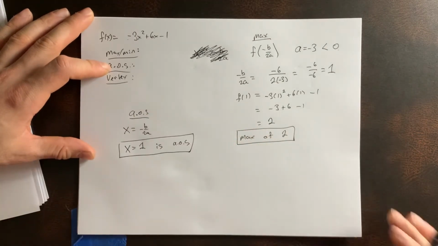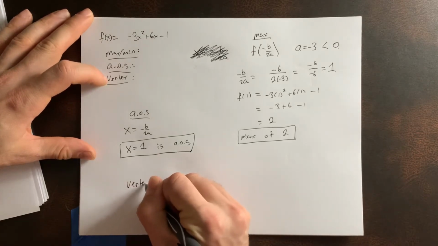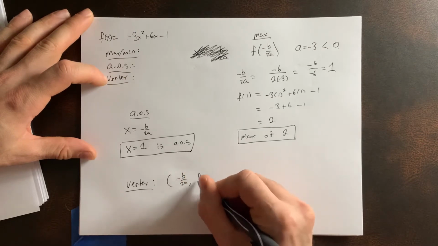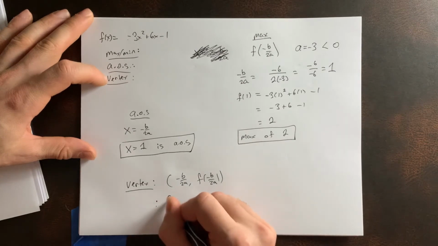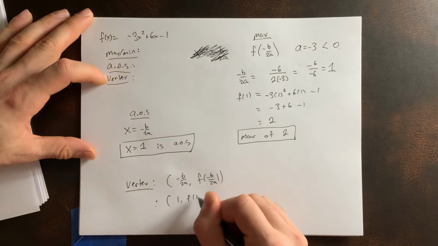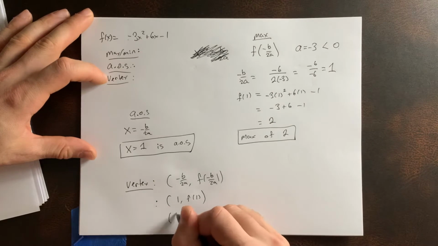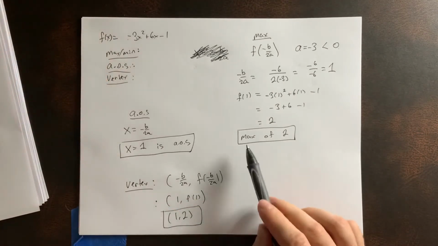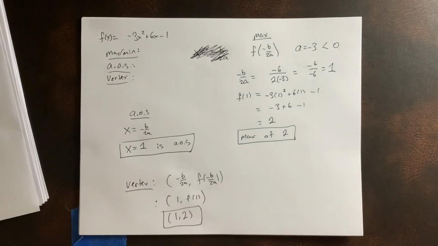Now let's find the vertex, but again, we already have that answer. We said on the previous page the vertex is the point negative b over 2a, f of negative b over 2a. We found that negative b over 2a was 1, so this is 1 comma f of 1. F of 1 was 2, so our vertex is the point 1 comma 2. And then we're done. We have our three things: our maximum is 2, our axis of symmetry is x equals 1, and our vertex is the point 1 comma 2.